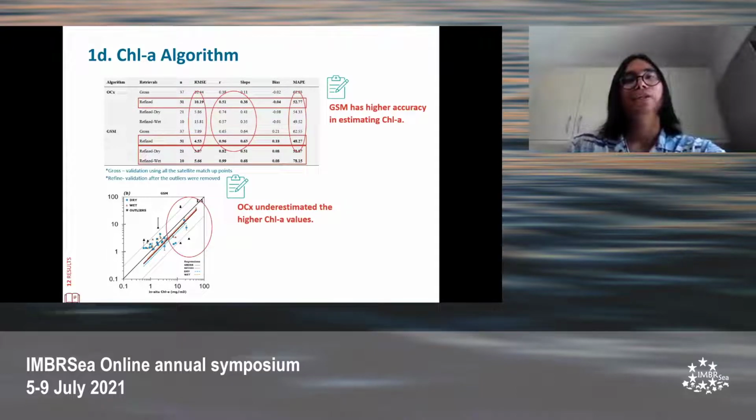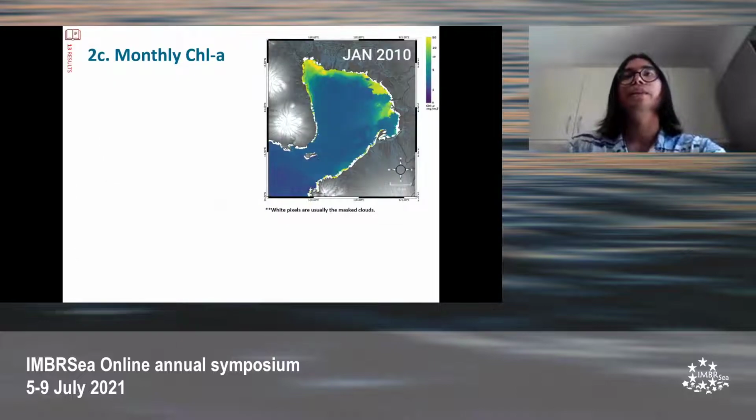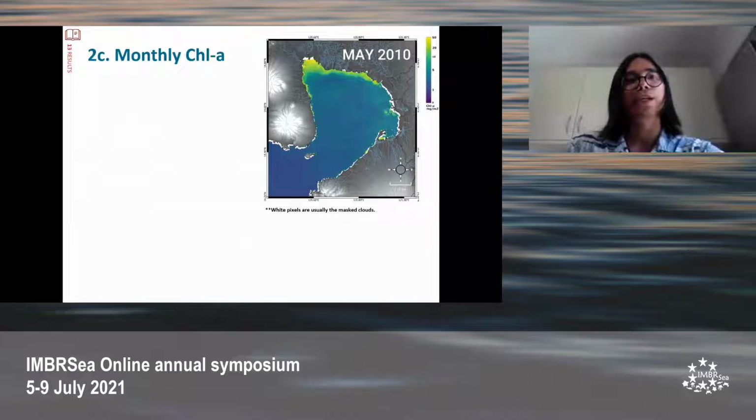And also, lastly, we want to highlight that we were not able to establish a relationship between SPM validation, but we still use them in this processing in the assumption that it can produce spatial and temporal variations of SPM. Now we take a look at the monthly chlorophyll A data that was generated here in the study.